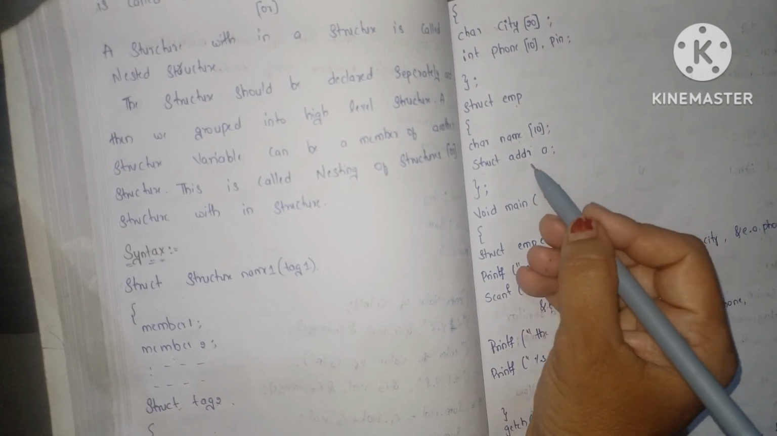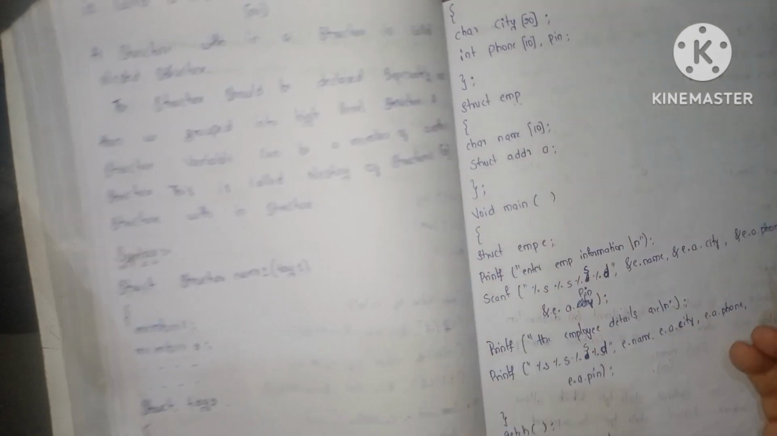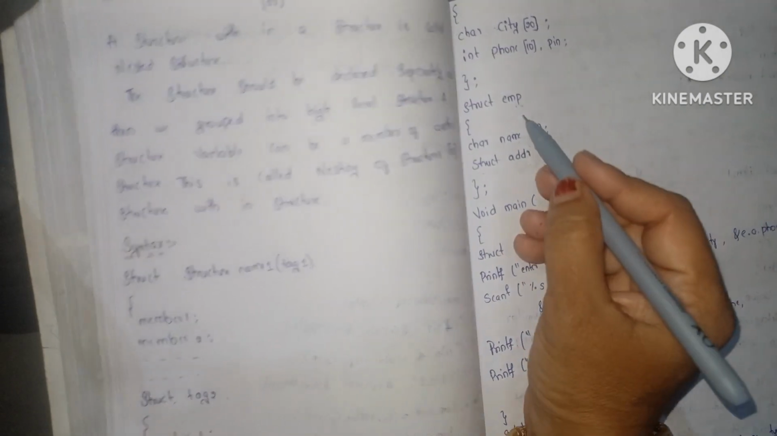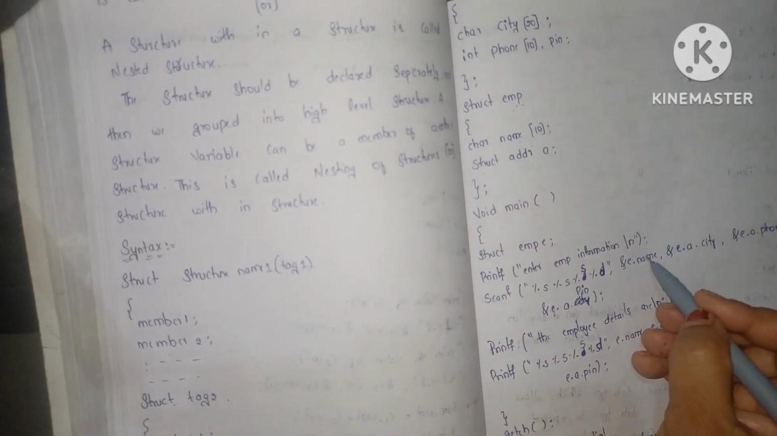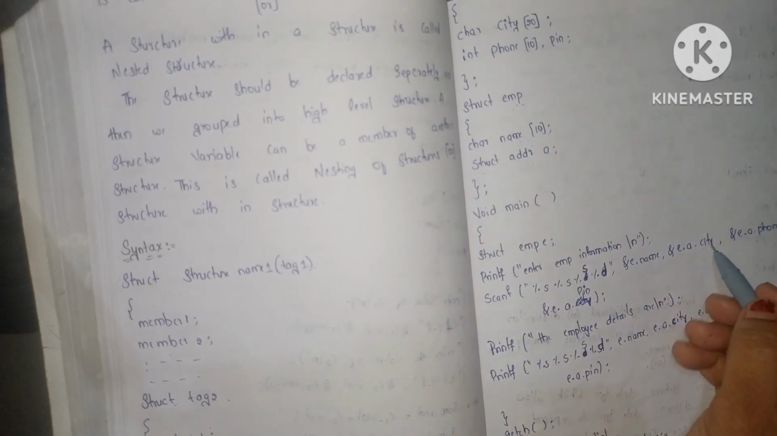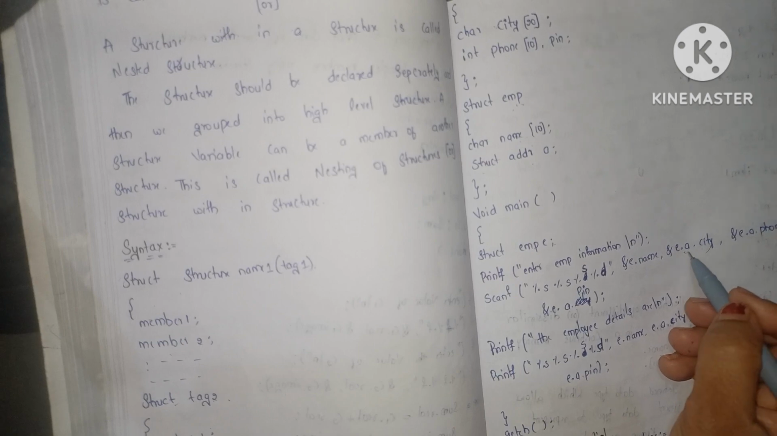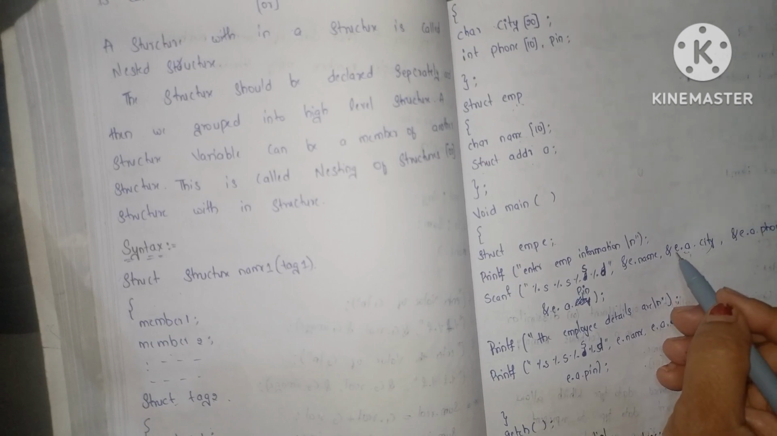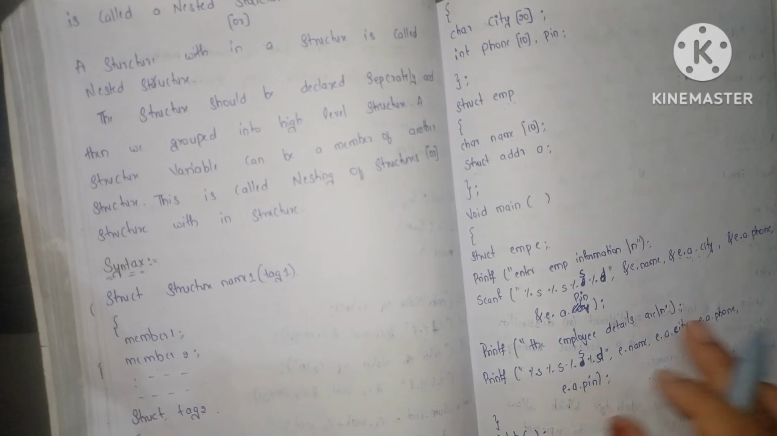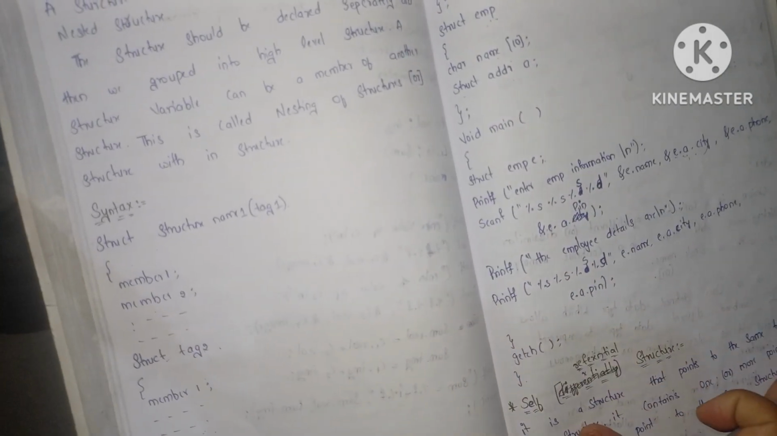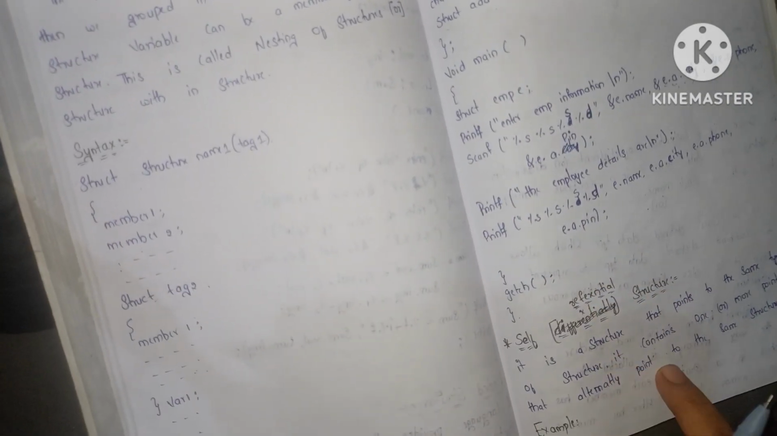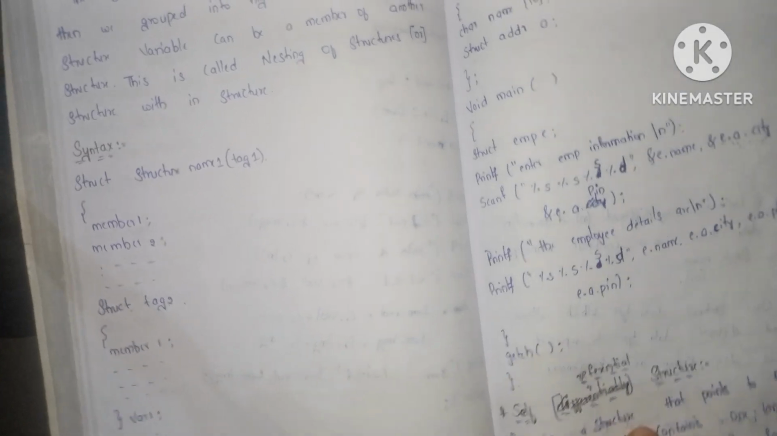Now I want to call city. But city is not there in the employee. City is there in the address. But address is part of your employee. So A is the variable of address. So A dot C, but A dot C is there in the employee, that is E. That means E dot A dot C, city. So we can call like this. This is called a nested structure.